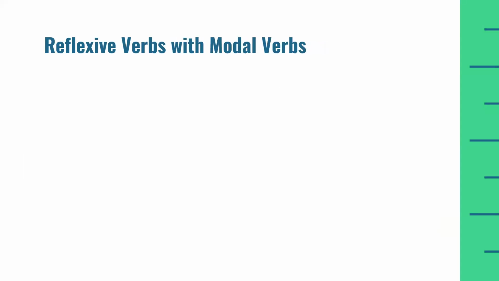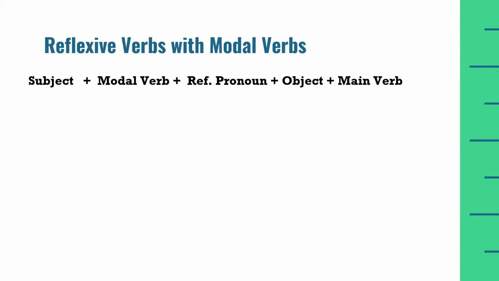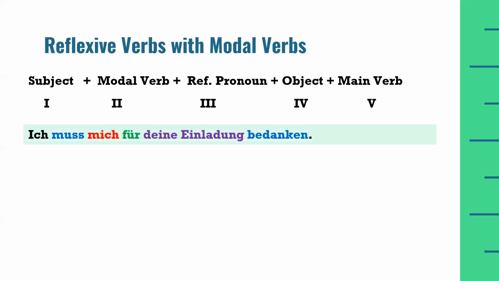Now let's see, if we have to use reflexive verbs with modal verbs, what will be the sentence structure? In this case, the subject will come at first position. At second position, we have the modal verb. At third position, we will use a reflexive pronoun. At fourth position, we will use an object, preposition, or adjective. And the main verb of the sentence will come at the last position, and it will be in the infinitive form. So let's look at the examples.